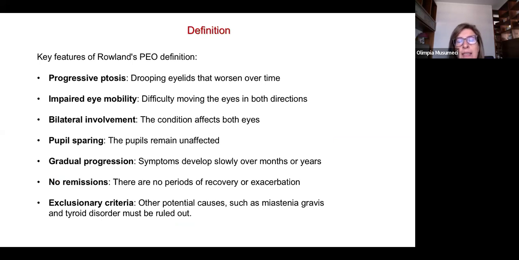Going through the Handbook of Clinical Neurology, Professor Rowland, a very expert in neuromuscular disorders, defined in 1992 PEO as a progressive ptosis with impaired eye mobility that is usually bilateral, with pupil sparing, with a chronic course with no remission, and where you can exclude other more common diseases such as thyroid disorders or myasthenia gravis.